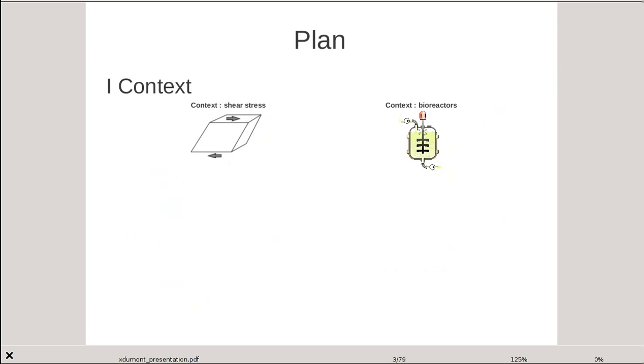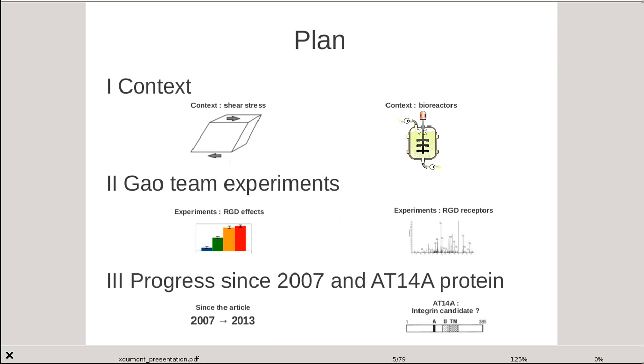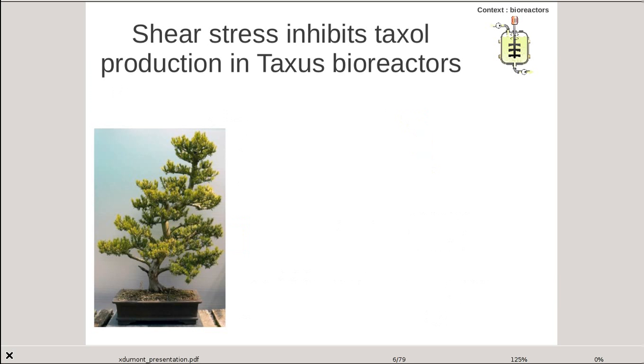In this presentation, I will first give you the context, where you see that shear stress is a key problem for the production of therapeutic agents with bioreactors. Then, the analysis of Gao team work will show that RGD peptides inhibit all of the key elements in the shear pathway by interacting with at least 4 families of proteins. And finally, we will analyze the results published since the Gao team work and see a protein called AT14A could possibly be of great importance.